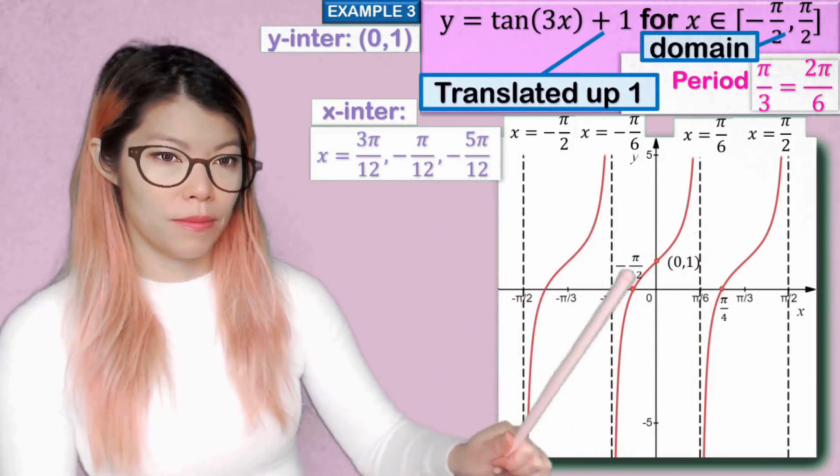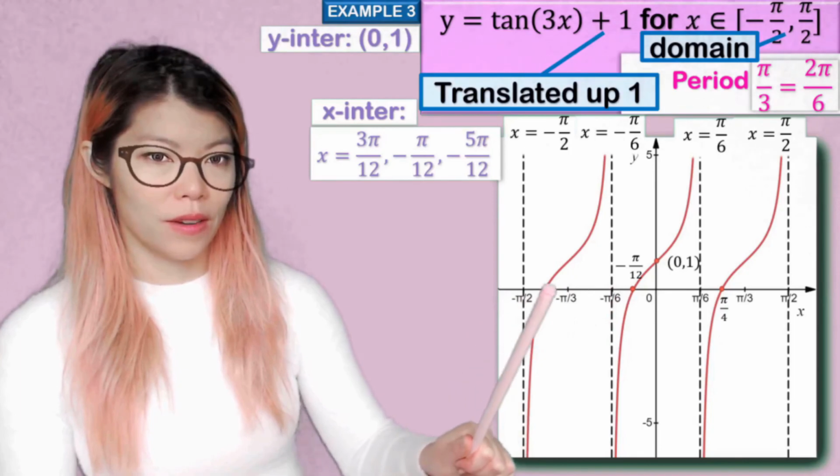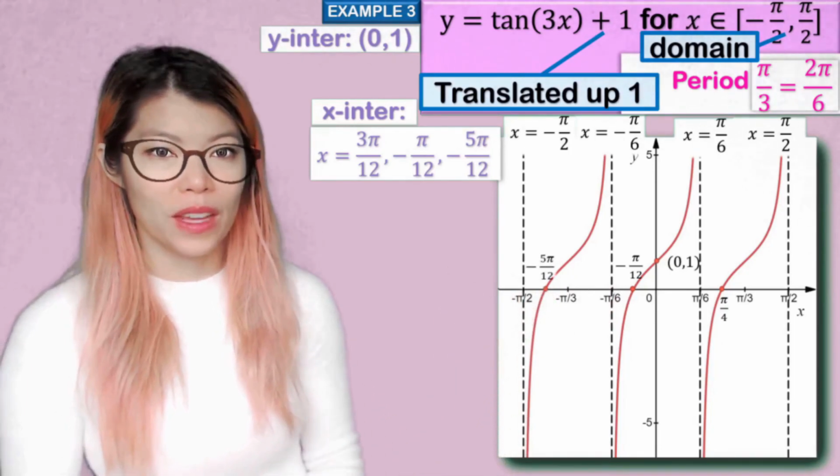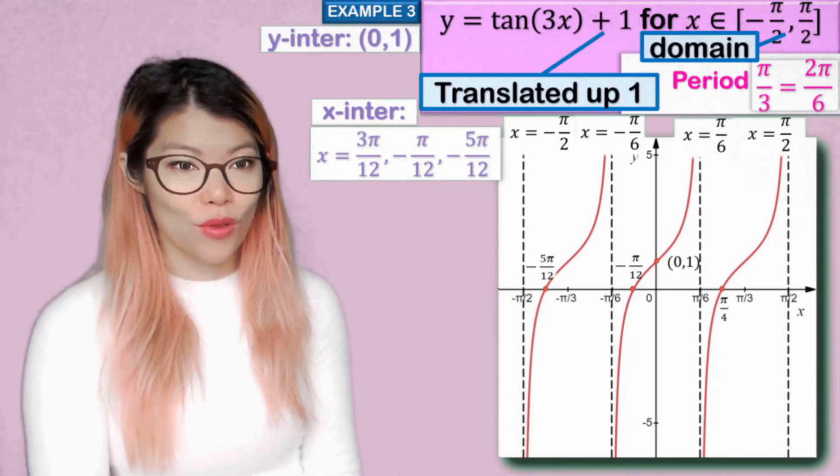And then we have negative pi on 12 will be that one there, and obviously that one will be negative 5 pi on 12. You might want to redo this question again, it's quite tricky.